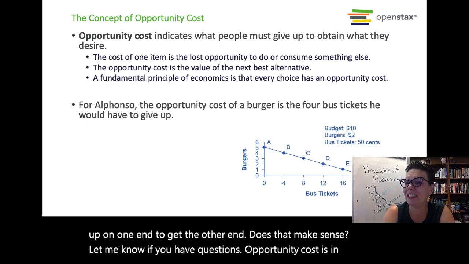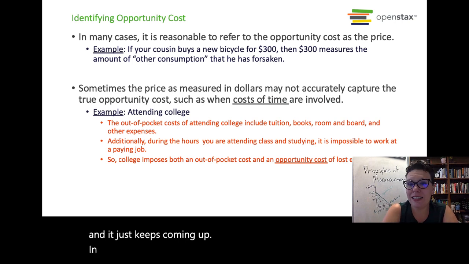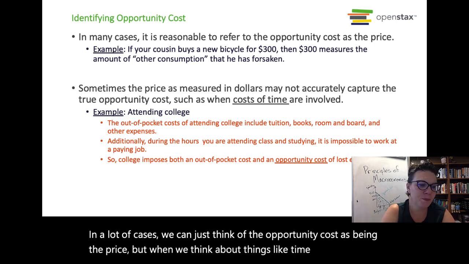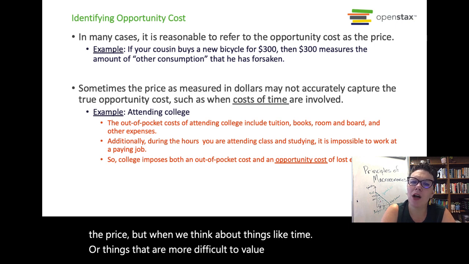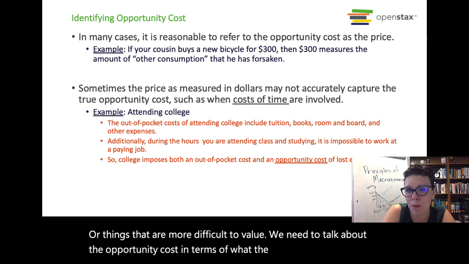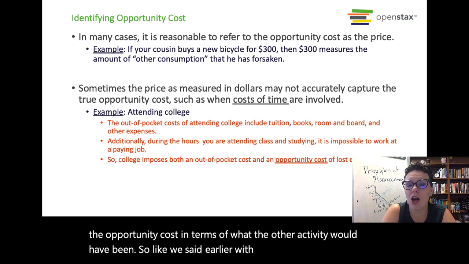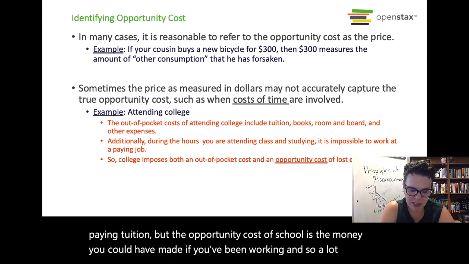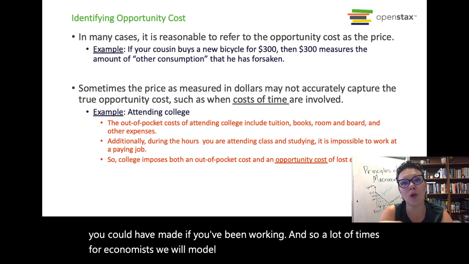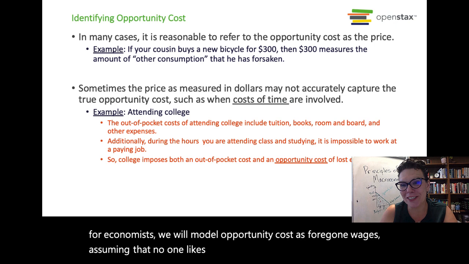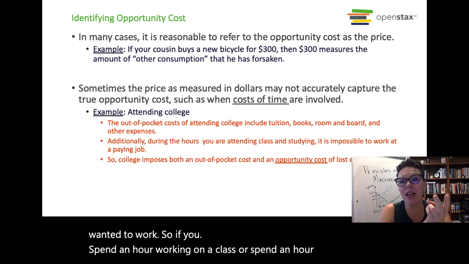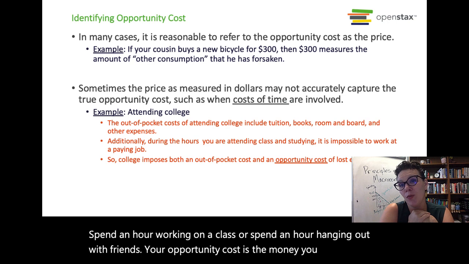Opportunity cost is important, and it just keeps coming up. In a lot of cases, we can just think of the opportunity cost as being the price. But when we think about things like time, or things that are more difficult to value, we need to talk about the opportunity cost in terms of what the other activity would have been. So like we said earlier with school, the cost of school is paying tuition, but the opportunity cost of school is the money you could have made if you'd been working. And so a lot of times for economists, we will model opportunity cost as foregone wages, assuming that no one likes leisure and they would obviously have wanted to work. So if you spend an hour working on a class or spend an hour hanging out with friends, your opportunity cost is the money you could have made if you'd been working instead.